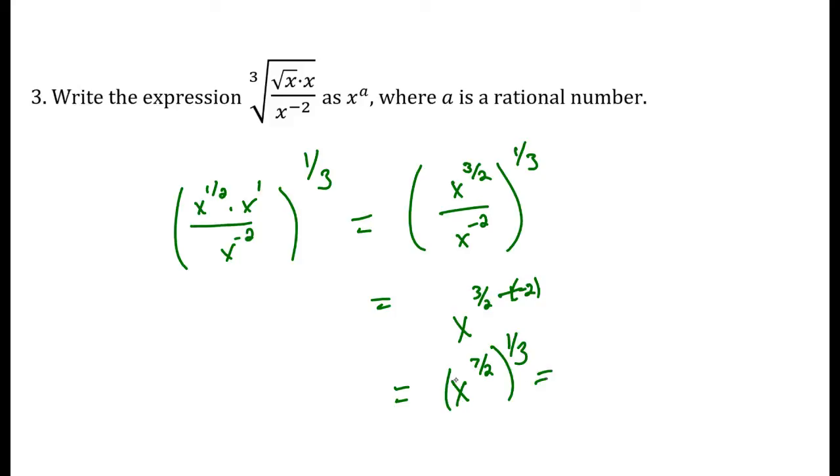A power to a power means multiply, so I get x to the 1 times 7 is 7, 2 times 3 is 6. So what's the value of a? Oh, no, it wanted me to write it in that form. So x to the 7/6. So knowing how to use our properties of exponents, and especially with these rational exponents, making the connection between square roots and cube roots and writing them in terms of exponents is extremely important.